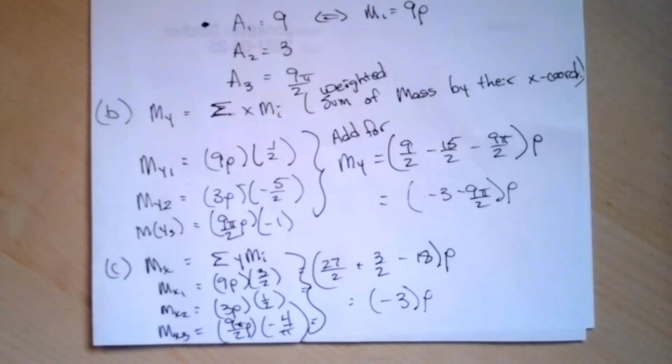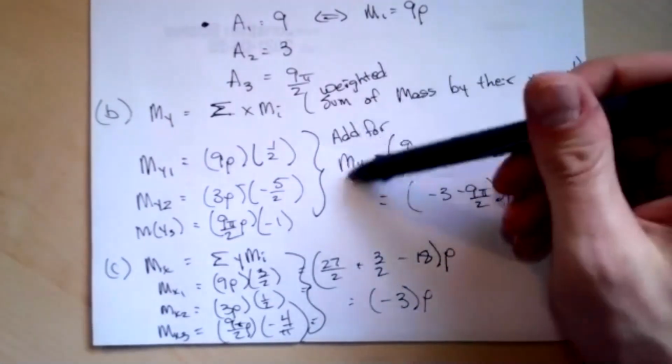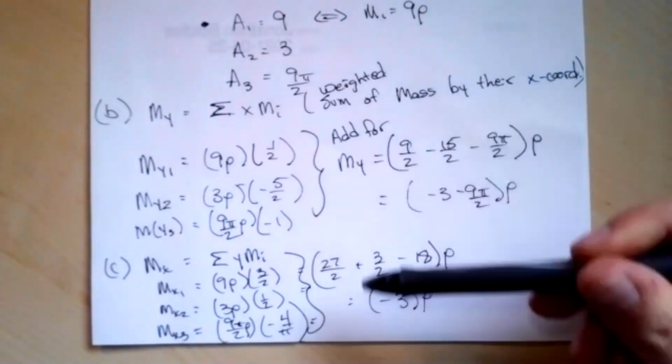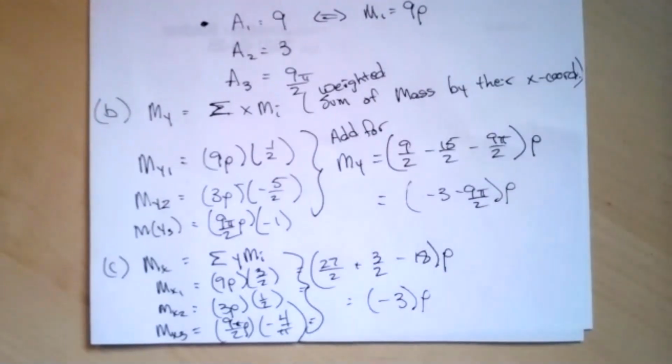So then if we wanted to solve for the center of mass, the x-coordinate, we would take the moment about the y-axis divided by the total mass. The y-coordinate, we would take the moment about the x-axis divided by the total mass.